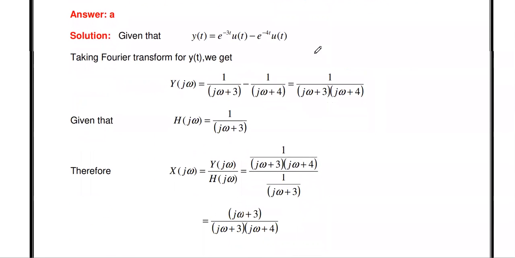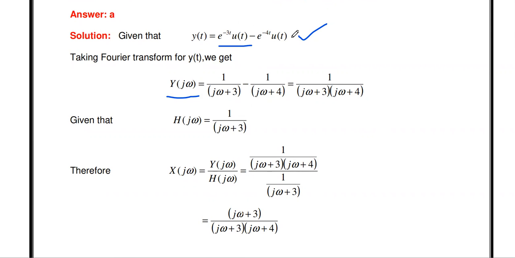First, y of t is given. For this y of t, you just take the Fourier transform, and we can write it as Y of j omega. In y of t there are two terms, so you take the Fourier transform for each individual term. What is the Fourier transform of e power minus 3t u of t? Already you know the standard pair, so don't use the Fourier transform derivation equation. The standard pair e power minus a t u of t has the Fourier transform 1 by j omega plus a. In place of a, here 3 is there. So the answer for the first term is 1 by j omega plus 3.